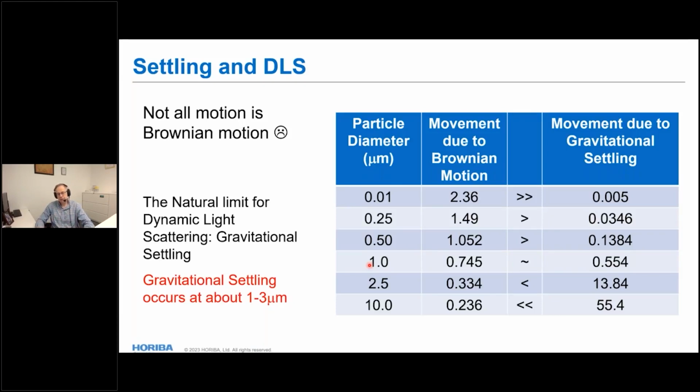In addition, your samples will start getting to the bottom of the cell fairly rapidly. So I don't like to use dynamic light scattering for very large particles.